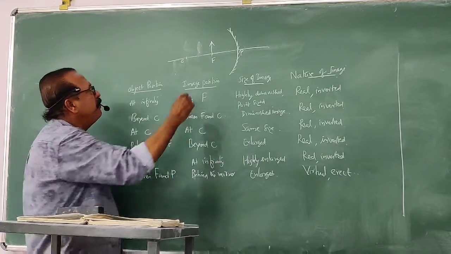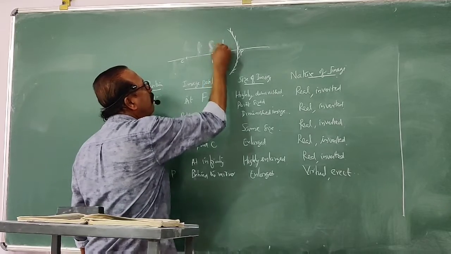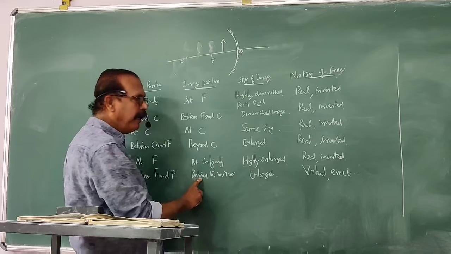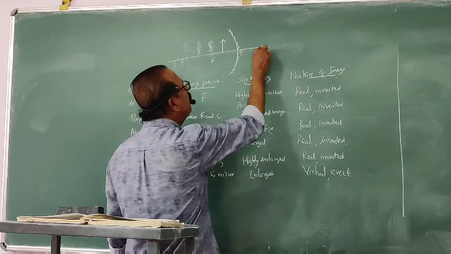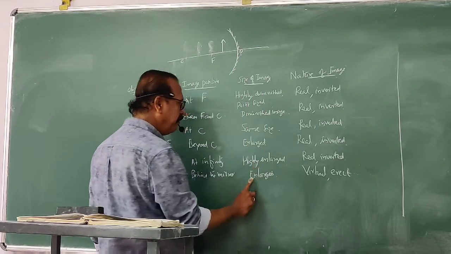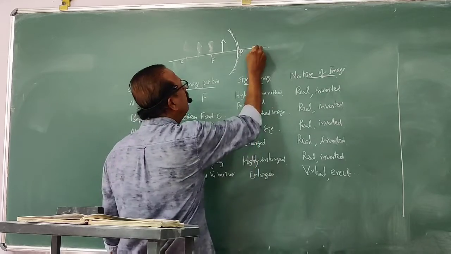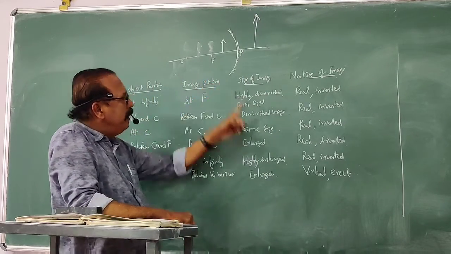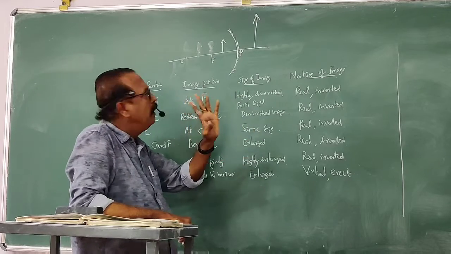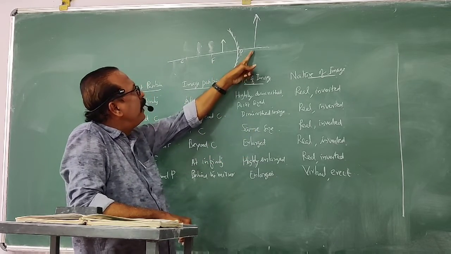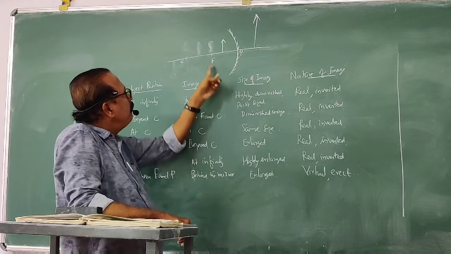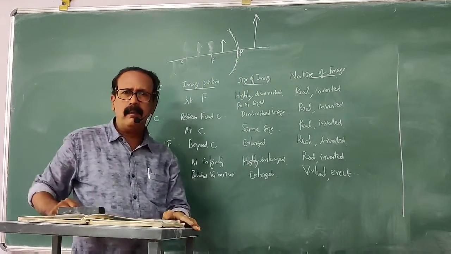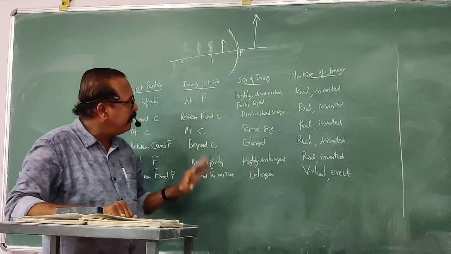When you keep the object between F and P, between focus and pole, you get an image behind the mirror, here, behind the mirror. It is an enlarged image, virtual and erect. Like this, it will be a large image, virtual and erect. The only position where a concave mirror forms an erect image is when the object is kept between focus and the pole. You go through the chart in the textbook and study it well.